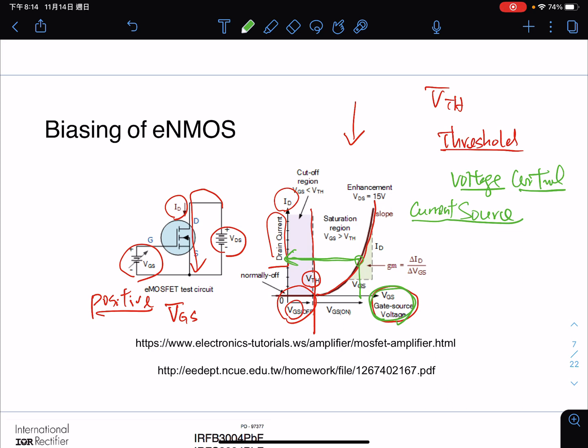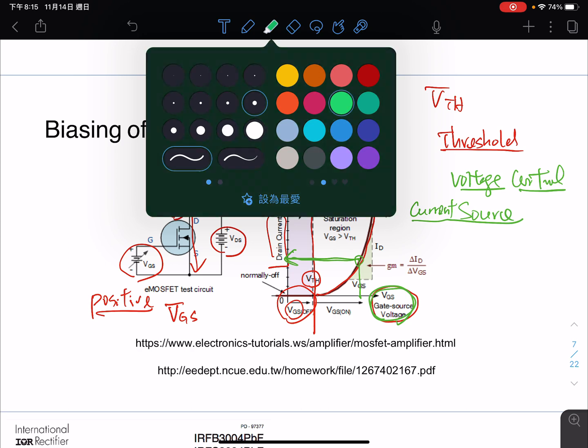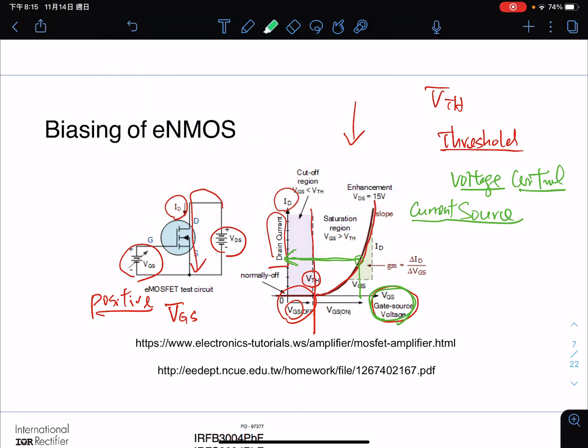Before the gate to source voltage is greater than the threshold voltage, the transistor is not conductive, so we call this the cutoff region. You can see this is the cutoff region. It means that there will be no current flowing through the channel of the transistor.